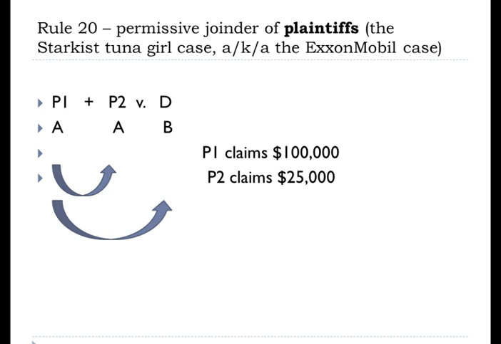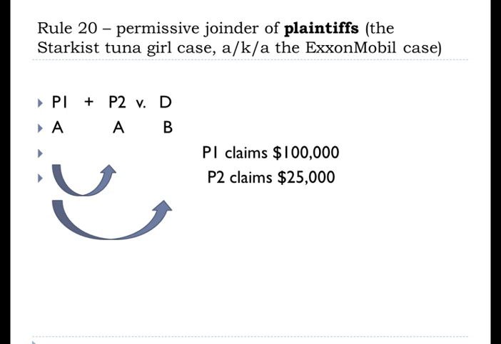You may recall a different setup of the Rule 20 situation with the permissive joinder of plaintiffs, rather than in the last slide where we had the permissive joinder of defendants. So this is like the Star-Kissed Tuna case, which was consolidated with the ExxonMobil case in the Supreme Court. Some of you may recall reading that in civil procedure. So this time we have two plaintiffs and one defendant. The two plaintiffs are citizens of the same state. The defendant is a citizen of a different state. So we have complete diversity.